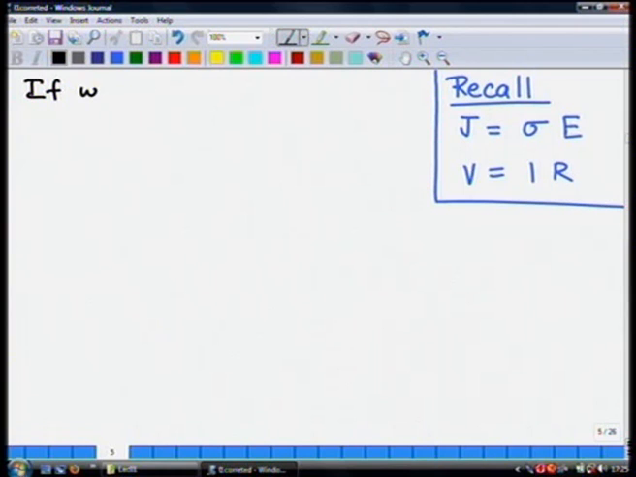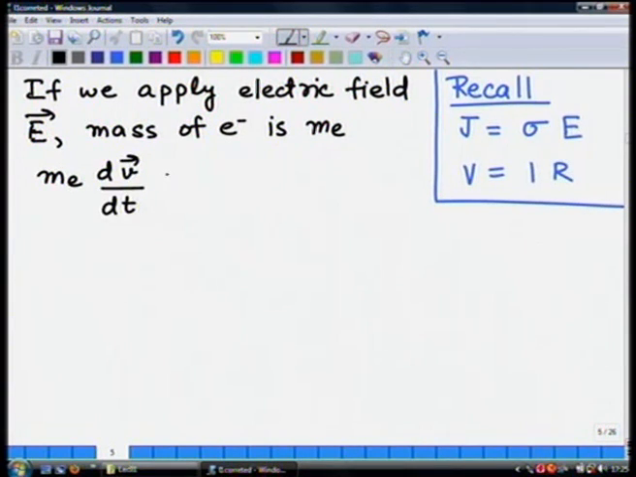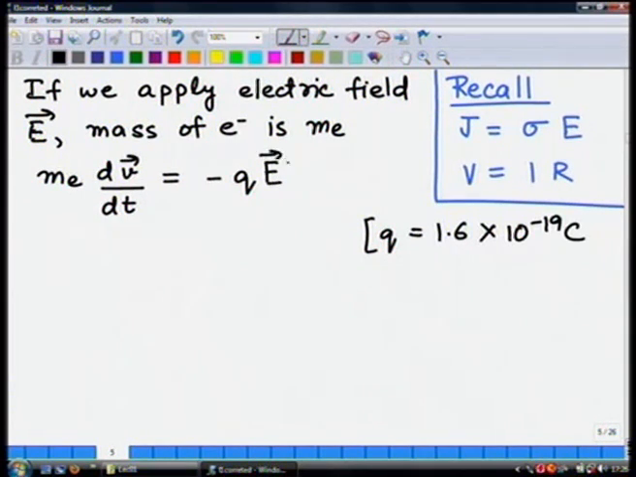So before we do that, let's write this down. Suppose I apply an electric field E. In that case, what happens? If the mass of an electron is m_e, then I could think, to first order, of the mass of the electron times the acceleration, m_e dv/dt, being equal to minus q E, where I put the minus because it is a negative charge, and the magnitude of the charge is q, which is 1.6 times 10 to the power minus 19 coulombs. This is the force on the electron, and force equals mass times acceleration.